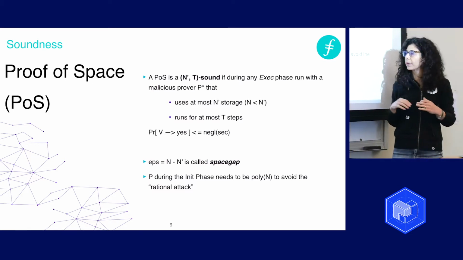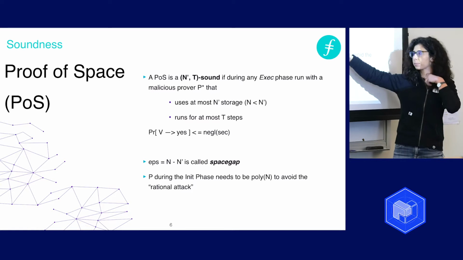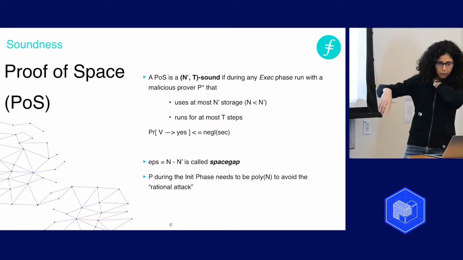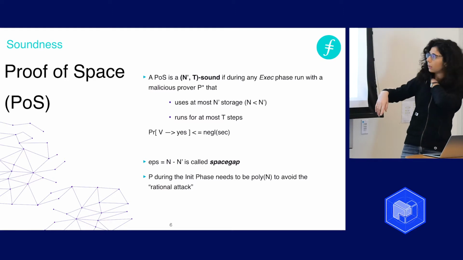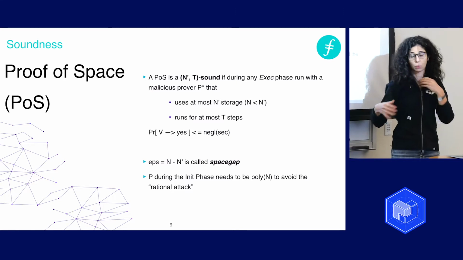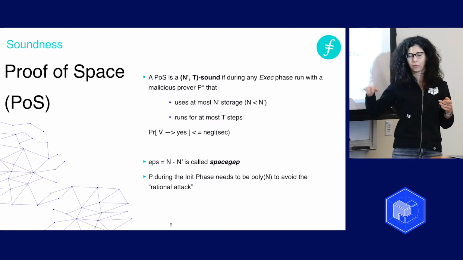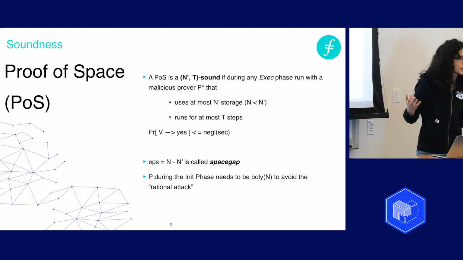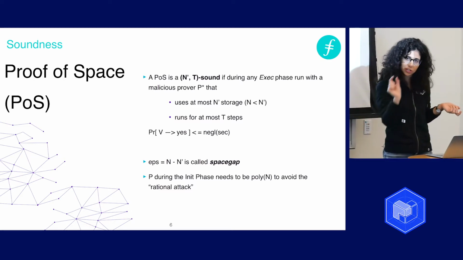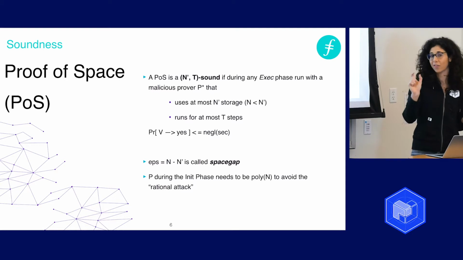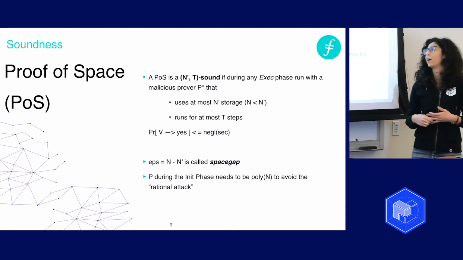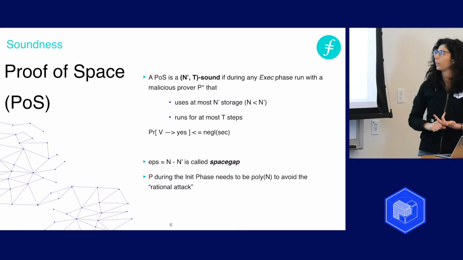To give you some practical numbers, in the first proof from Crypto 2015, this epsilon was 1 over 500 something, so the space gap was 1 minus 1 over 500 something. So the prover could pass the proof and be considered an honest prover just storing 1 over 500 of the space it was required to store. So these are not good parameters in practice.